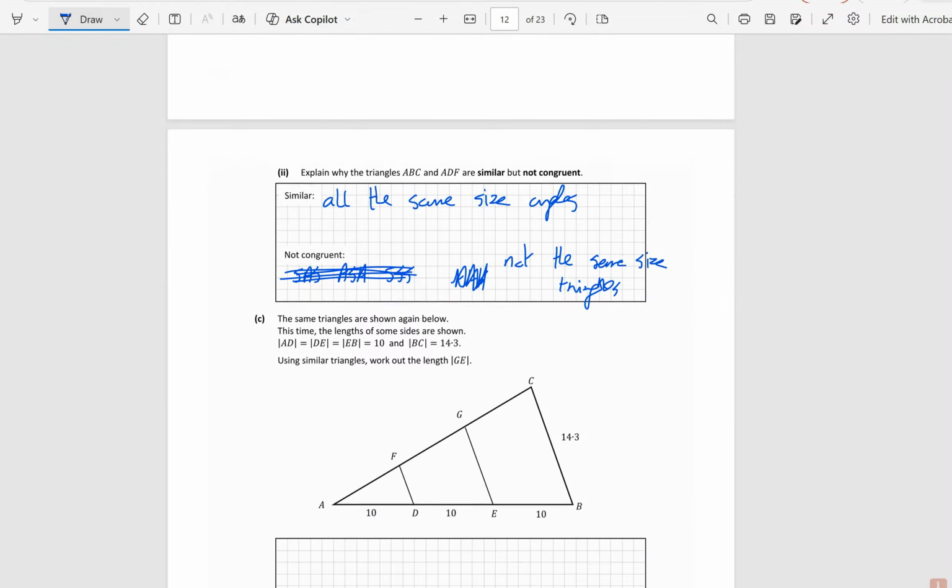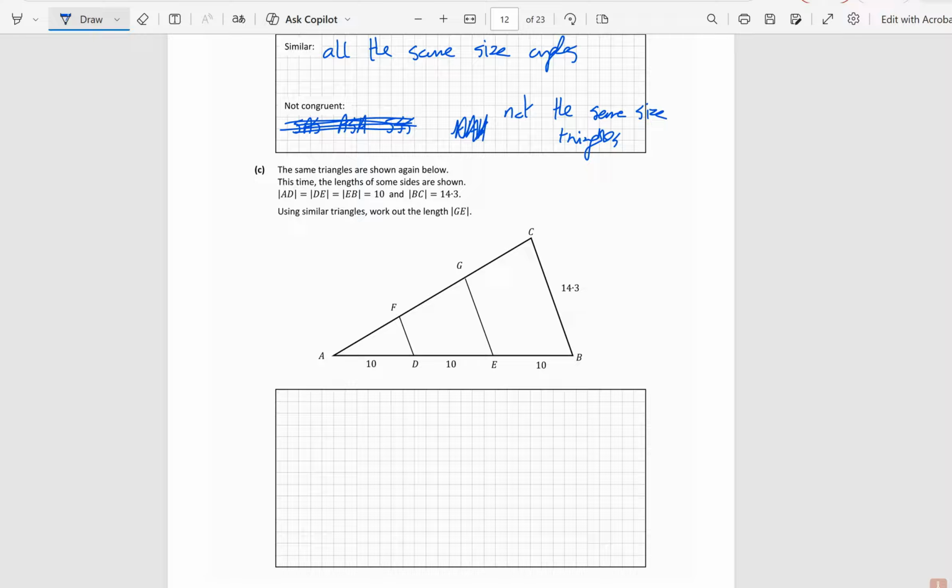Right, next one we have a question of similar triangles. We're saying work out the length of GE. GE is here. How will we do that? Well, I'm going to take it in two triangles. I'm going to take this as one triangle, the bit I'm highlighting here. I'll just draw it.